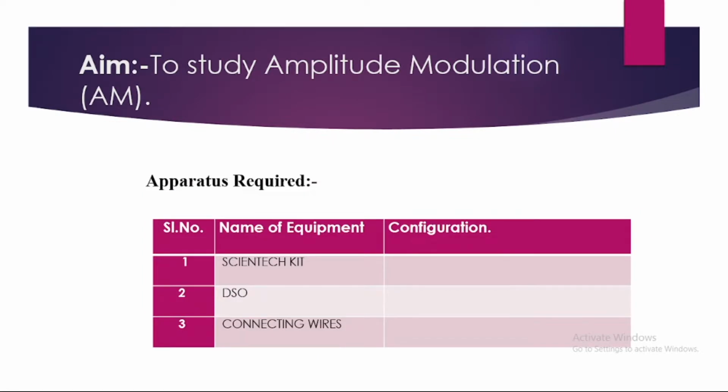In this experiment, our main objective is to study amplitude modulation. To perform this experiment, we require different apparatus: the Scientech kit, which is designed for amplitude modulation or DSB AM modulation, a DSO, and connecting wires.